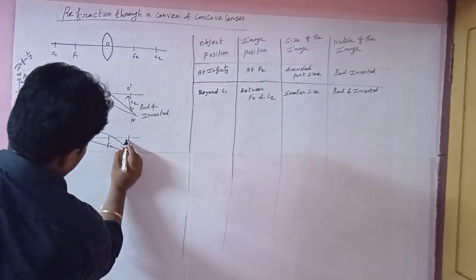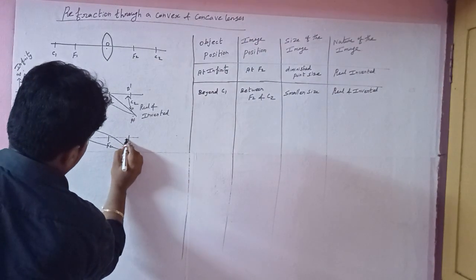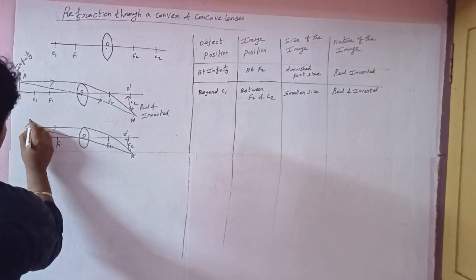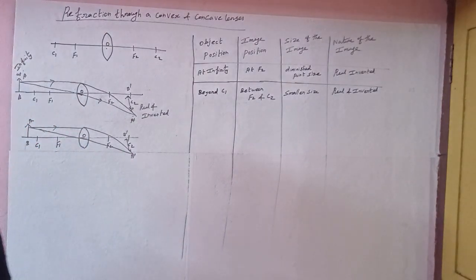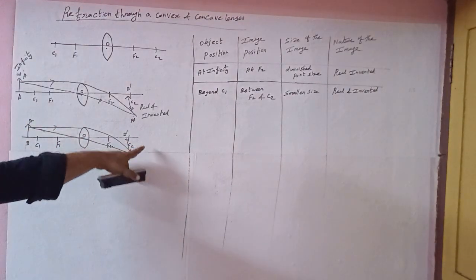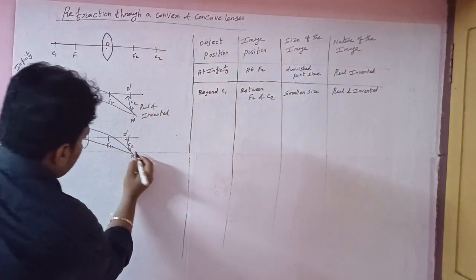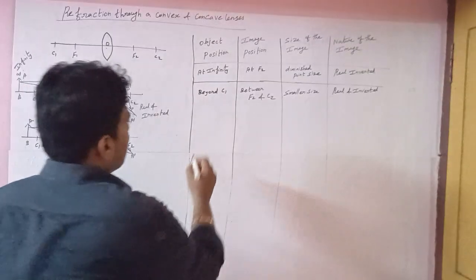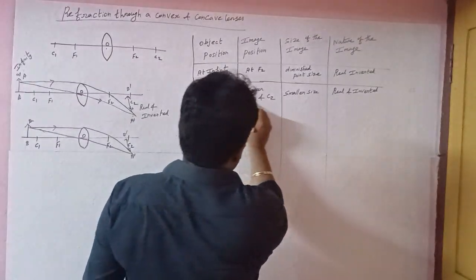So we get to see the image between B dash and A dash, between C2 and F2. This is A and B. So we will get the image real and inverted. Next we have to draw the diagram. So the second case is completed.